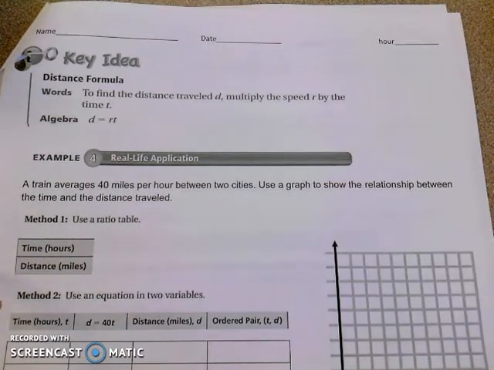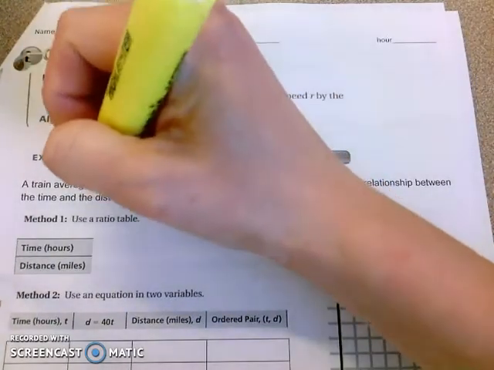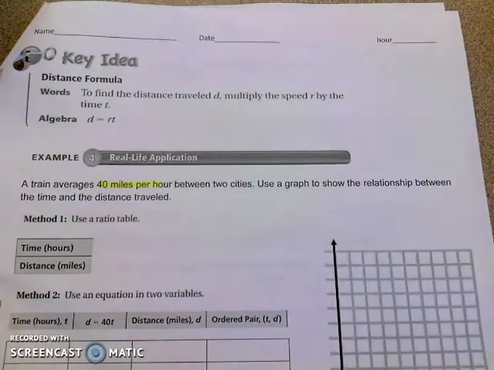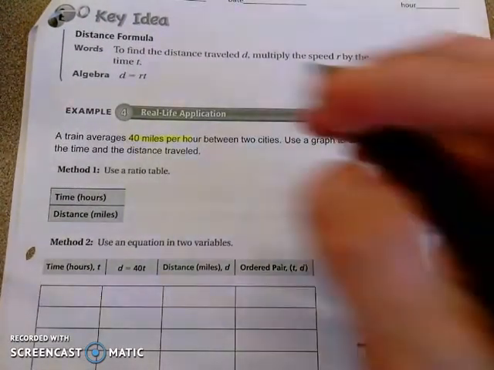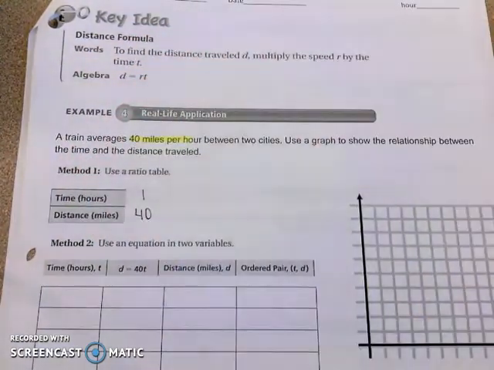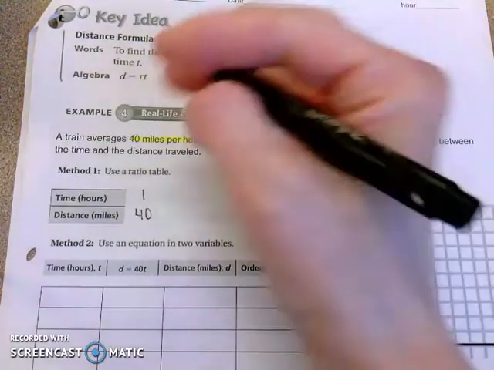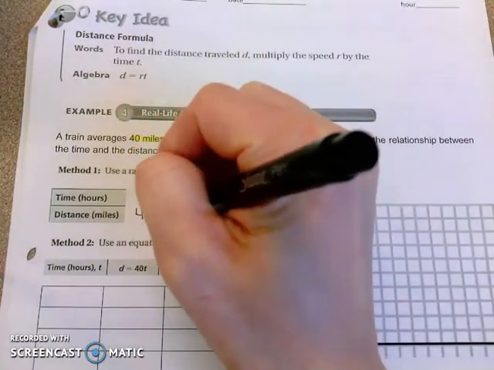So we're going to look at an example, and we're going to have a train here that's traveling 40 miles an hour between two cities. So we're going to use a graph, and we're going to show the relationship between the time and the distance traveled. So if we travel for 1 hour, then we know that we're traveling 40 miles an hour. If we travel for 2 hours, add another 40, we're going 80 miles.